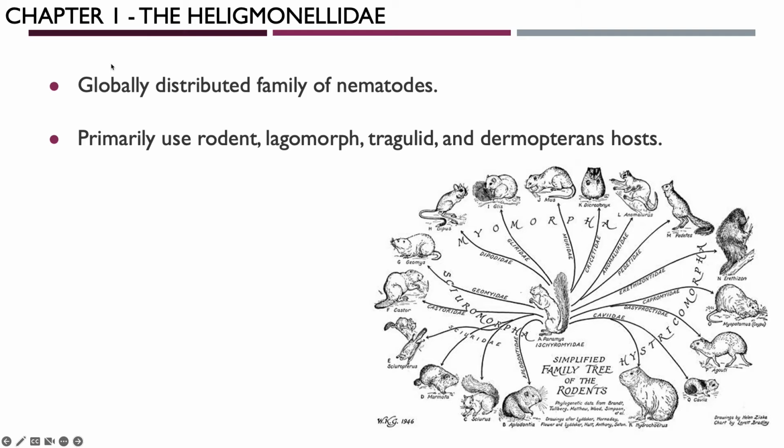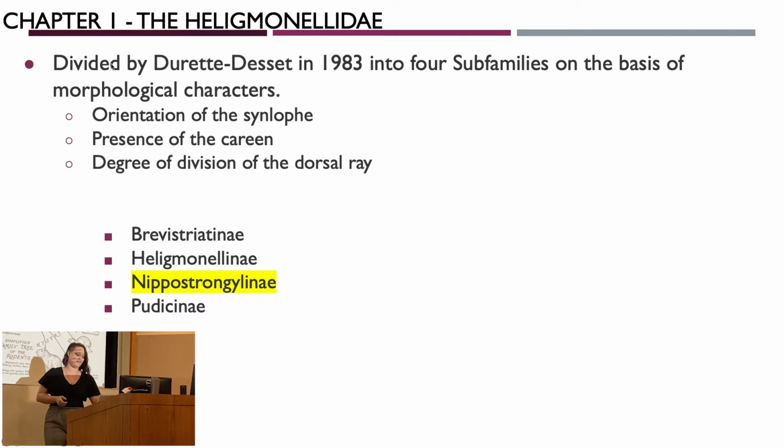So let's talk about the Heligmonellidae. We're going to work down. We're going to do a big funnel down. They are a globally distributed family of nematodes, and they primarily use rodent, lagomorph, tragulid and dermopteran hosts. In 1983, by Durette-Desset, they were divided into 4 subfamilies on the basis of morphological characters.